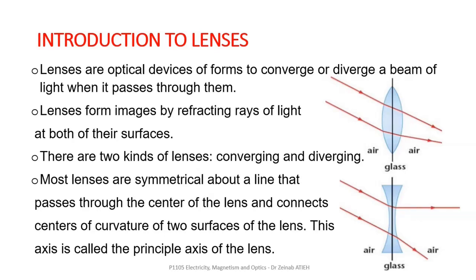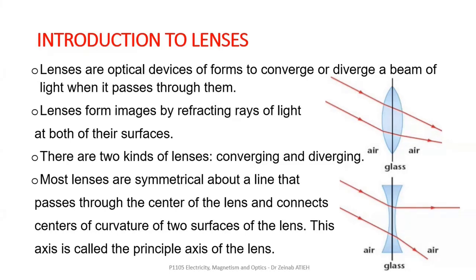You can see to the right two figures. The upper figure is a convergent lens. It is used to converge light. So as you can see, when light strikes this lens, it converges. The rays of light become closer to each other. So we say that this is a convergent lens.